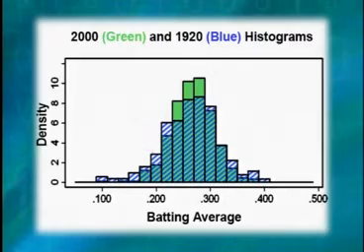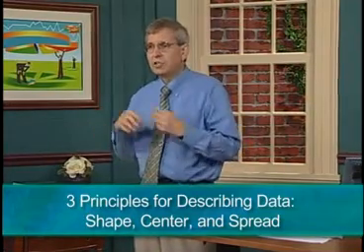Now, this is illustrating the difference in distributions associated with spread, how dispersed the data are. So what we've come to is 3 principles for understanding data, that is, for organizing, describing, and summarizing data. There are really 3 things to look for, and they are the shape, the center, and the spread. So shape, center, and spread are 3 characteristics to try to describe.